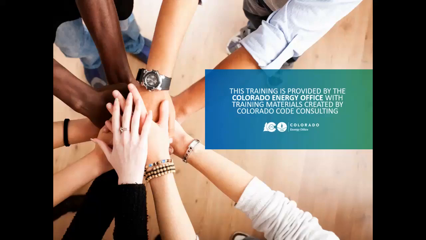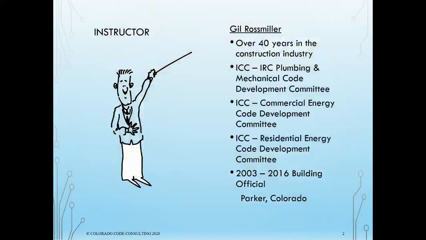Excellent. Thanks, Erica. This is Gil, for those of you that don't know me. Gil Ross Miller, Colorado Code Consulting. I started my construction career back in 1975, so I've been around the block a couple of times. I served on the IRC Plumbing and Mechanical Code Development Committee for the '09 and the '12, and on the Commercial Energy Code Development Committee for the '15 and the '18. I just got off the Residential Energy Code Development Committee for the '21. The online voting for all the B codes has now been officially approved, and those results are on the ICC website if you want to download the official results. I was also a building official in Parker, Colorado for about 13 years, so quite a while.